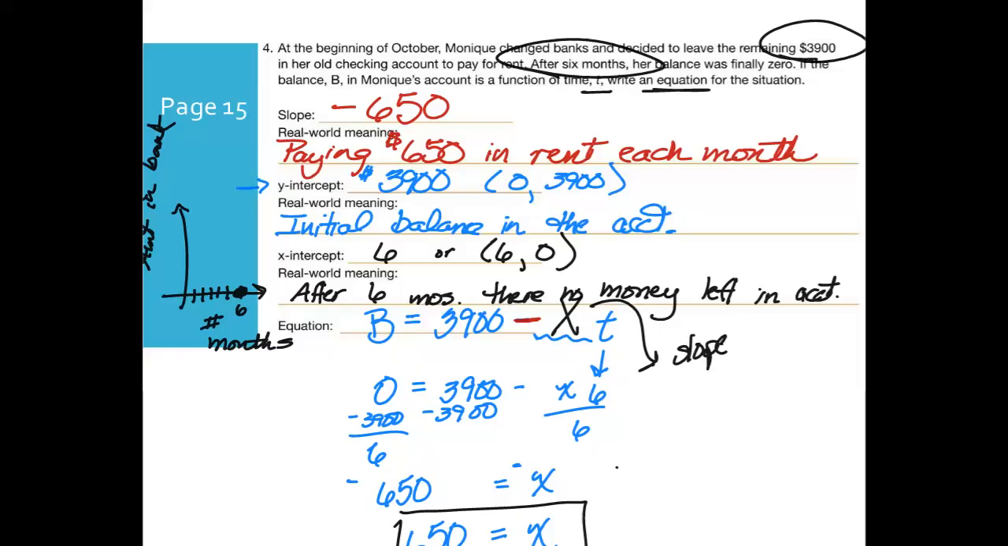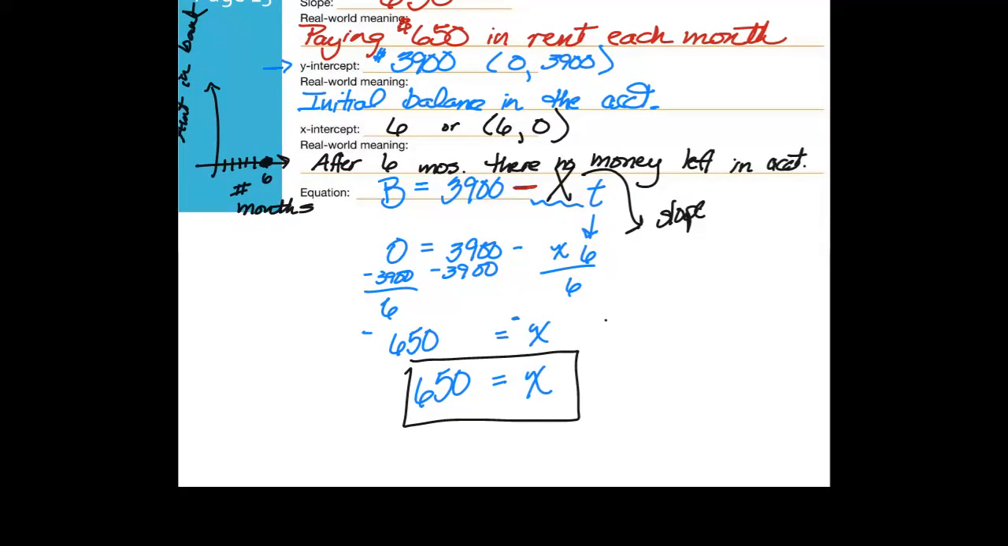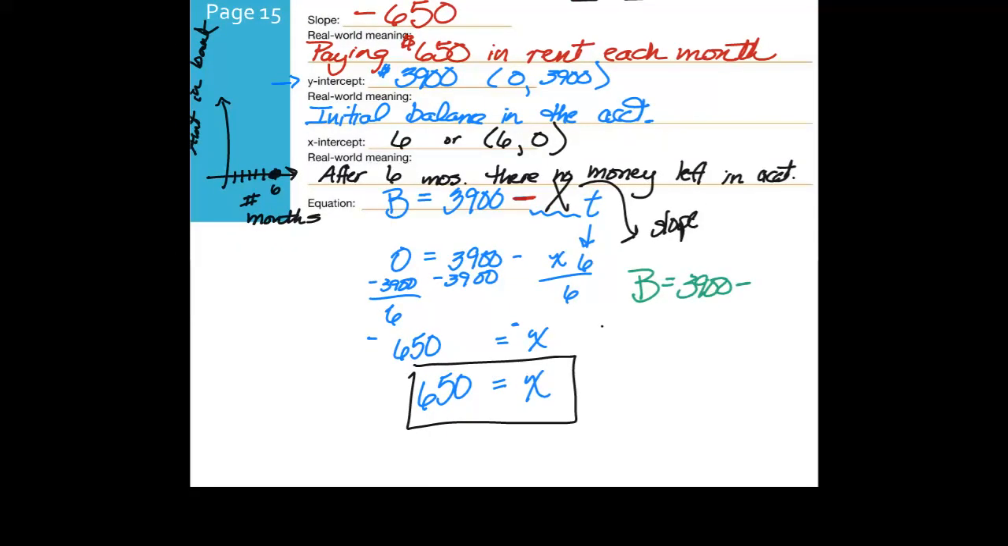Now, for this equation, we didn't have it quite all together. We needed to put in 0 to solve. So the real equation was B, your balance, is equal to $3,900, which is your y-intercept, the amount you start with in the account, minus 650 t. And that is your equation. Any questions about that?